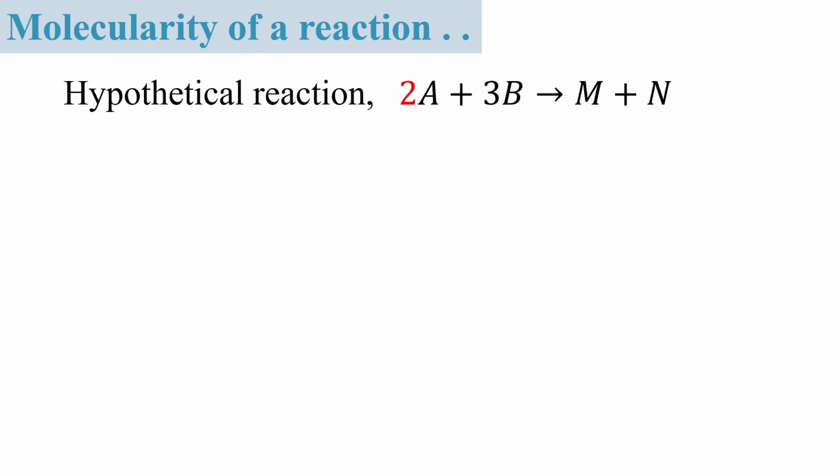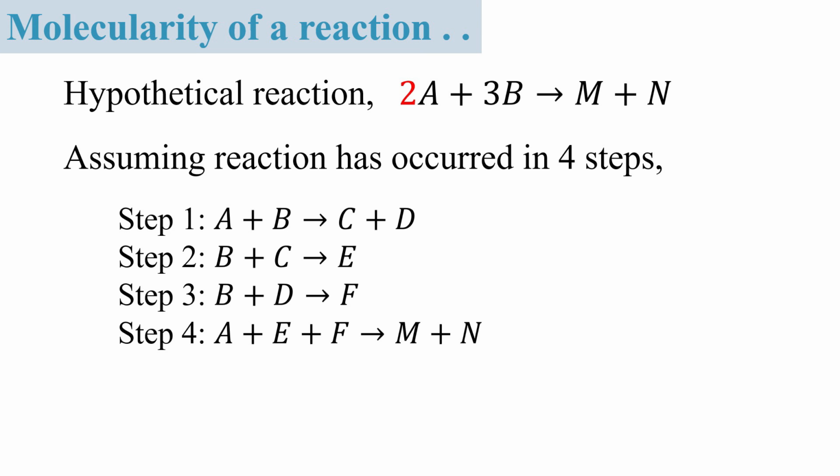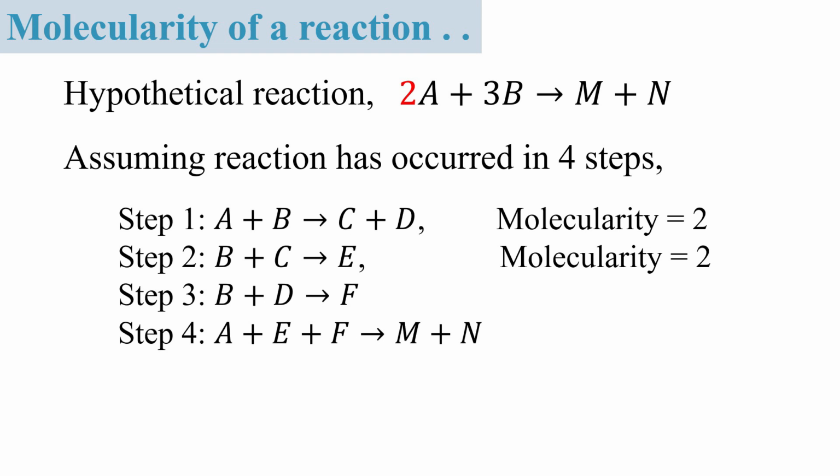Don't worry. Let's consider an overall reaction. 2A reacts with 3B to form M and N, and assume the reaction has occurred in 4 steps. In the first step, A reacts with B to form C and D. So the number of reacting molecules simultaneously involved is 2, and the molecularity of the reaction is 2. In the next step, B reacts with intermediate product C to form E. So in this step, the molecularity is 2.